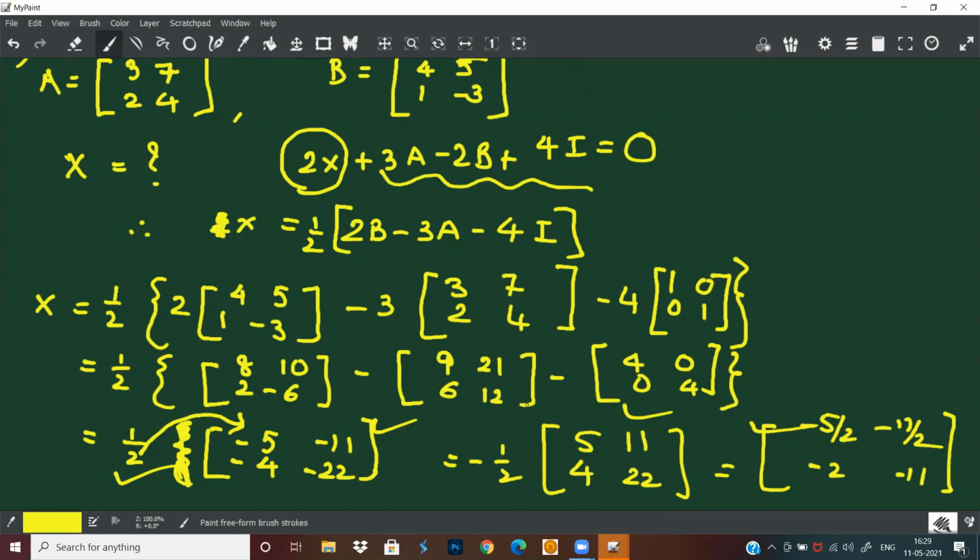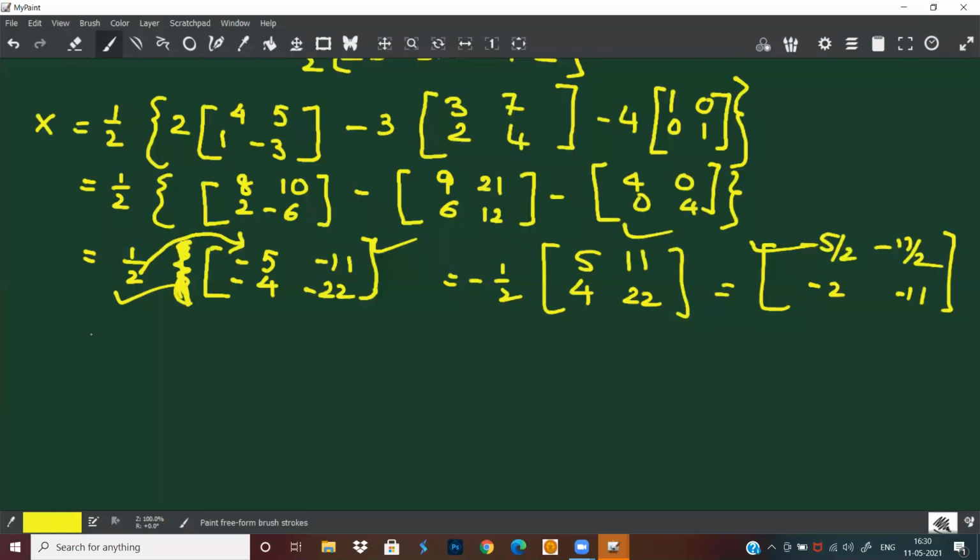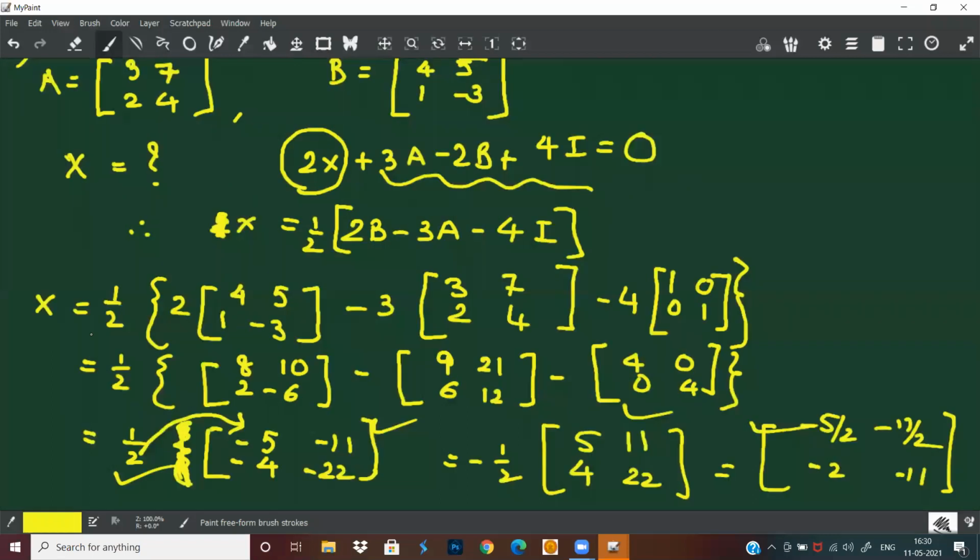Got it? Got the same answer? Did you solve? Yes. Can I go to the second sum now? Anybody still solving, writing? Oh, you're still writing. Okay.